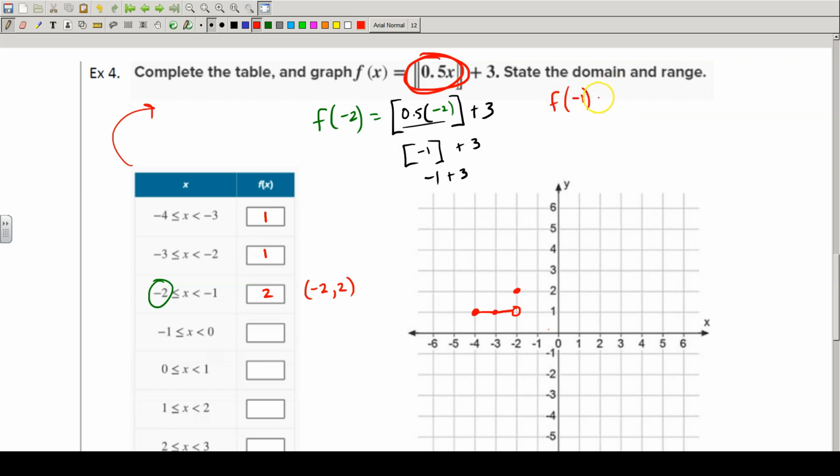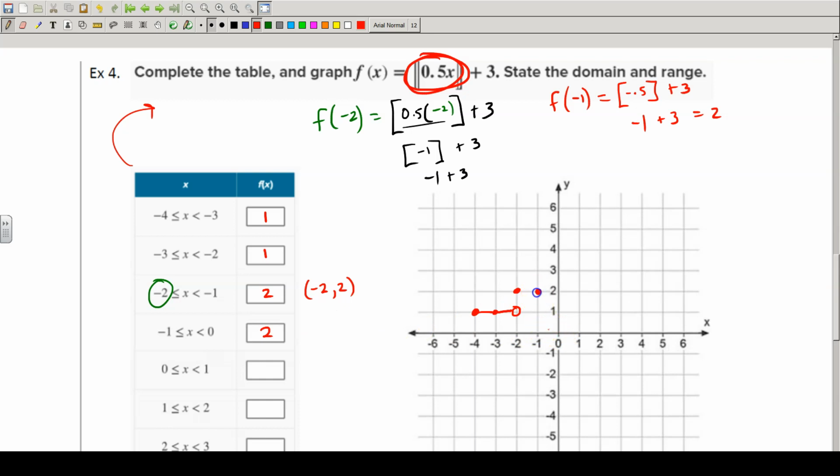So if I have f of -1, if I plug that in, a half of -1 is going to be -0.5 plus 3. Well, if I round this down, that's going to go to -1. That's going to go to the left on the number line, give me -1, and then I'm going to have plus 3, which is also going to give me 2. So this follows suit again. If I plug in -1, I'm still getting an output of 2.